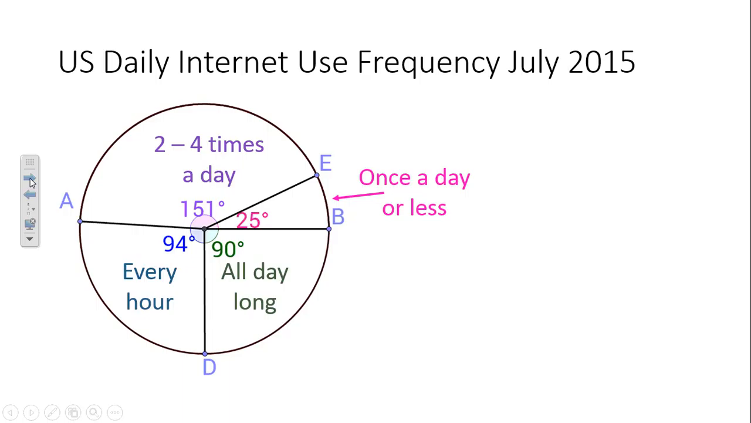So your book can ask you, as in your assignment, to tell me what is the measure of arc BDA. And what they're asking for is how many degrees does the central angle that makes arc BDA have? So how many degrees is that? 184. 90 plus 94.